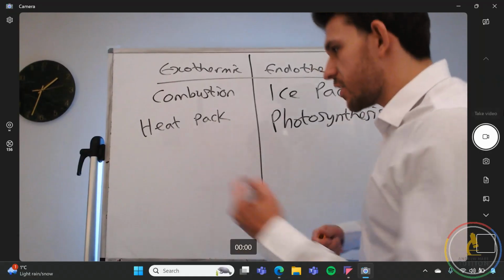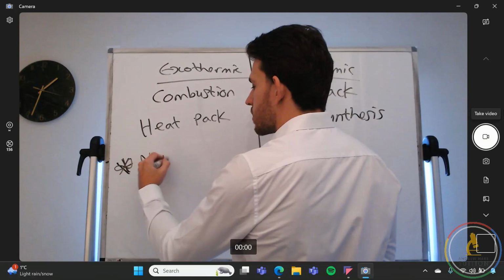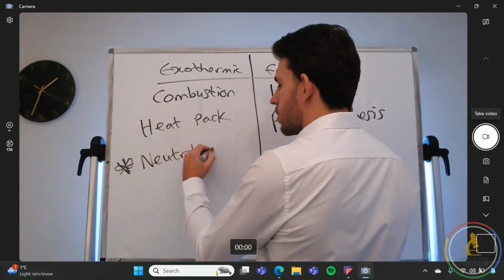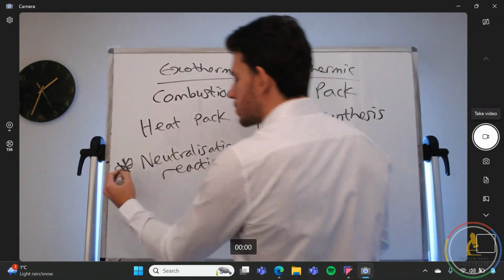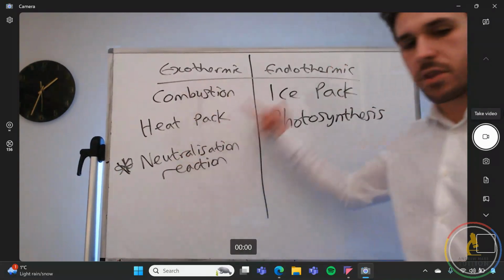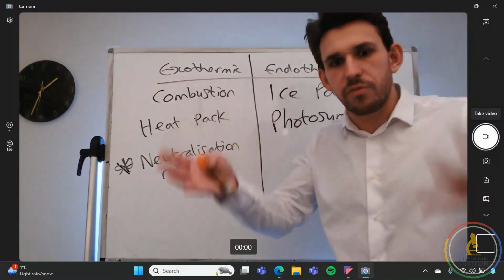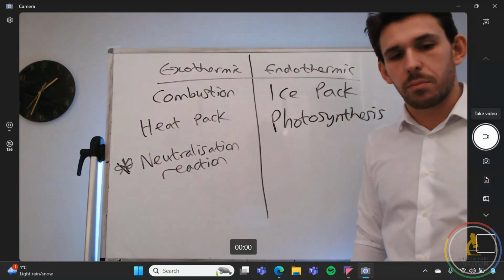Now, firstly, let's add this, but I'm going to mark it with an asterisk, okay? I'm going to say neutralization reaction on my table, and you should be doing the same, but I would like you to mark it with a little star, because I think this one is harder to remember than the others, because it's not as obvious. So I like to mark it just so we know that's one of the harder ones to remember.